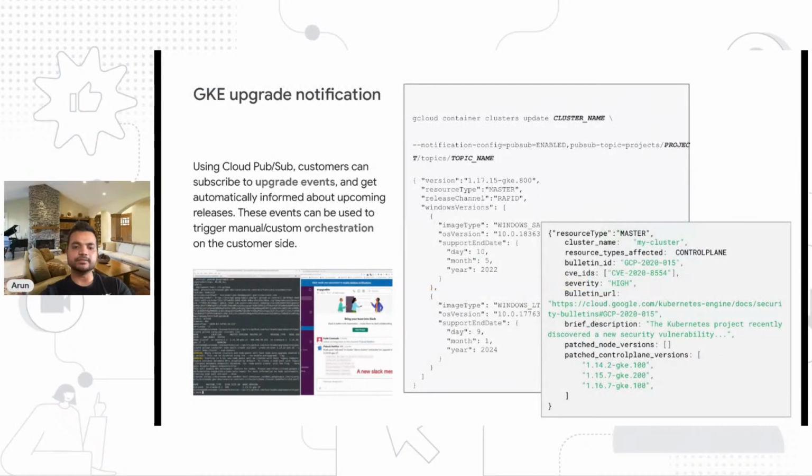These are a few notifications. We can share the link after this call on how to do the setup, so that as and when any new version is available, you can get an update on your Slack channel that GKE has a new version available.